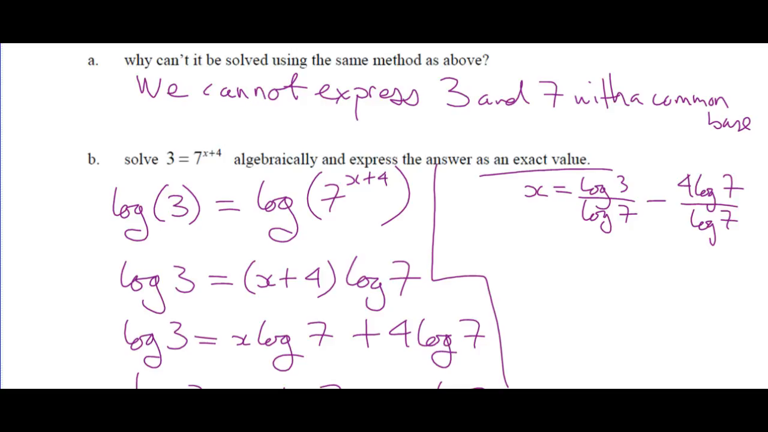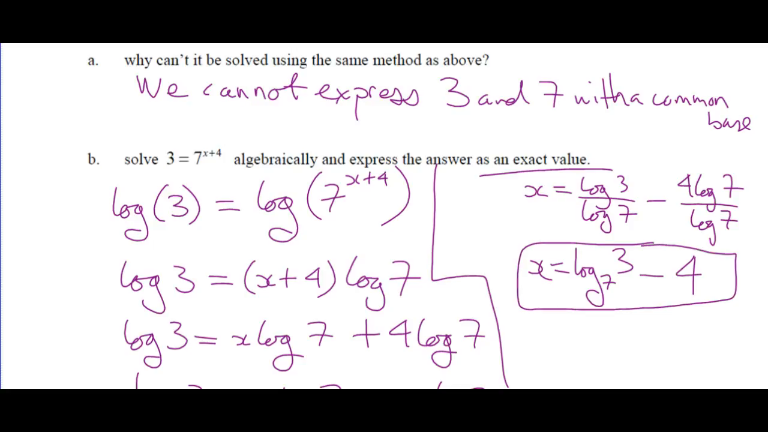Now, using the base change formula on this, how could we write log 3 over log 7? So log, what's the base? Of 3. So log base 7 of 3. What's 4 log 7 over log 7? Just 4. So here's another form the answer may take, right? Maybe it's written as log base 7 of 3 minus 4.